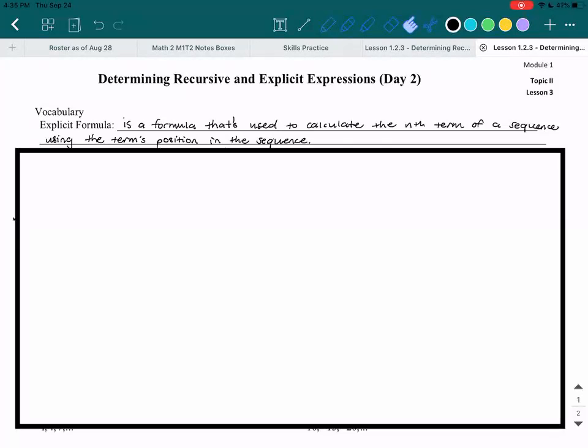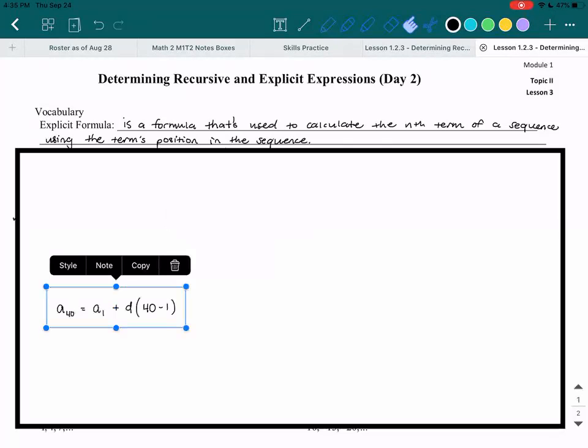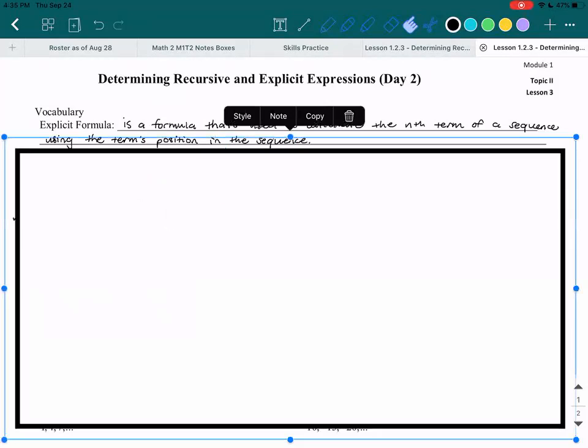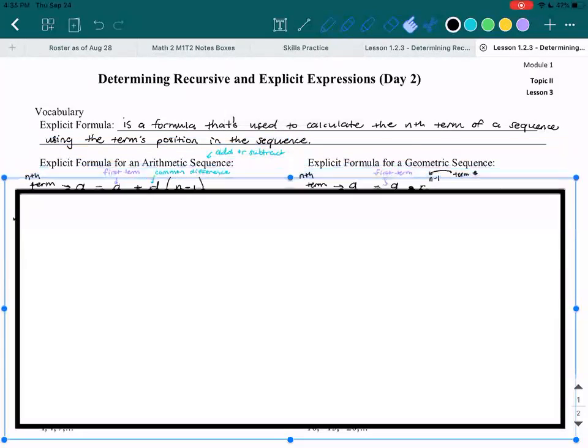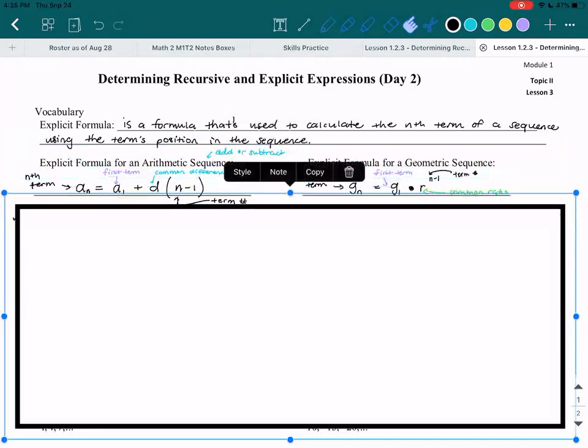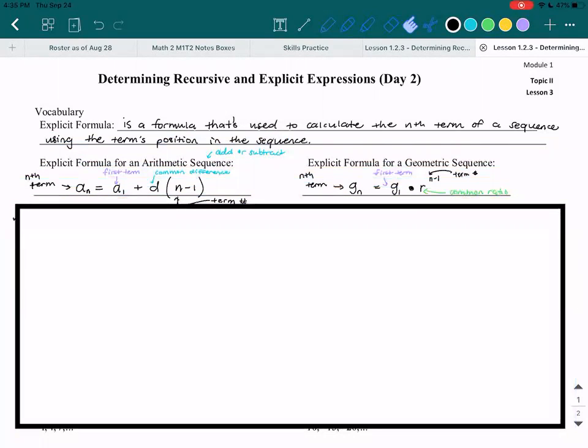Pause it now. Okay, so I'm going to assume you're done because you have the ability to pause. I'm going to show you the explicit formulas for arithmetic and geometric sequences, so you can copy it down over here.